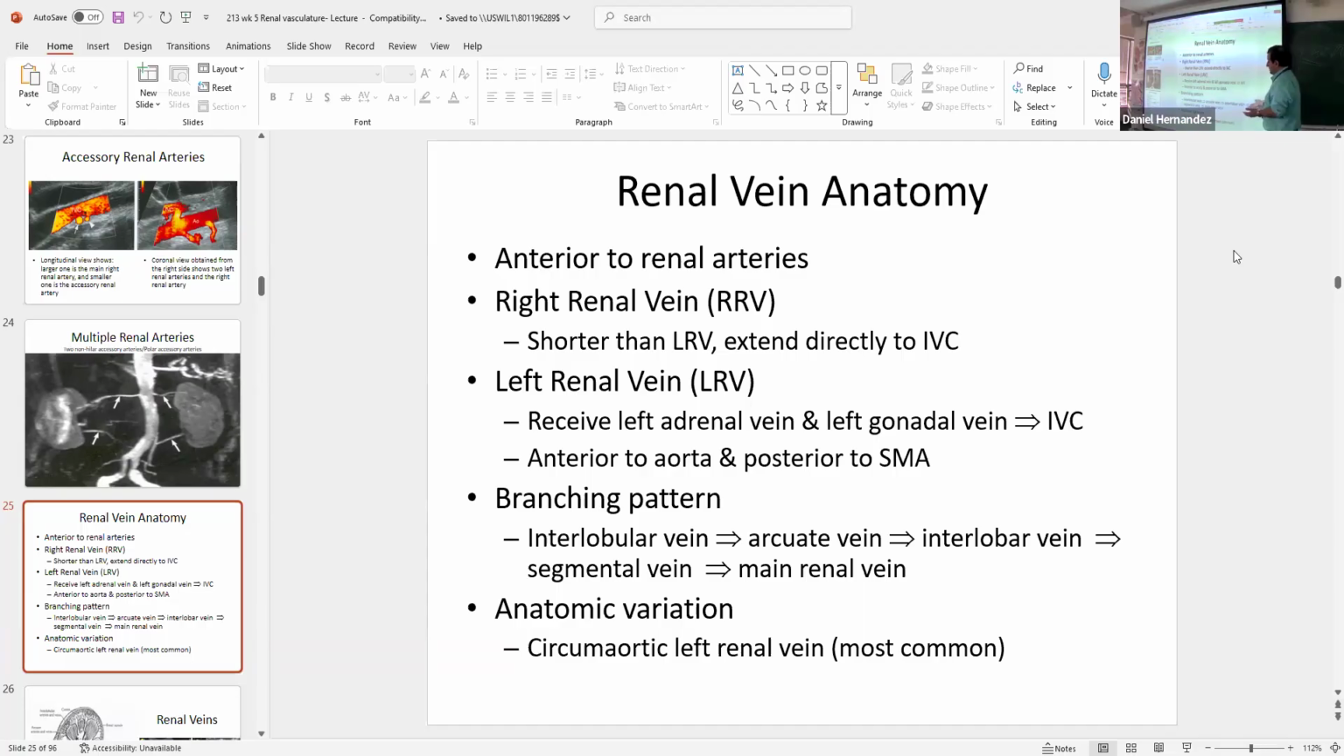In terms of branching patterns, we just reverse the process from the renal arteries. We start with the interlobular veins in the periphery and the cortex of the kidney, and we work our way in reverse: interlobular to arcuate veins, to interlobar veins, to the segmental veins, to the main renal vein.